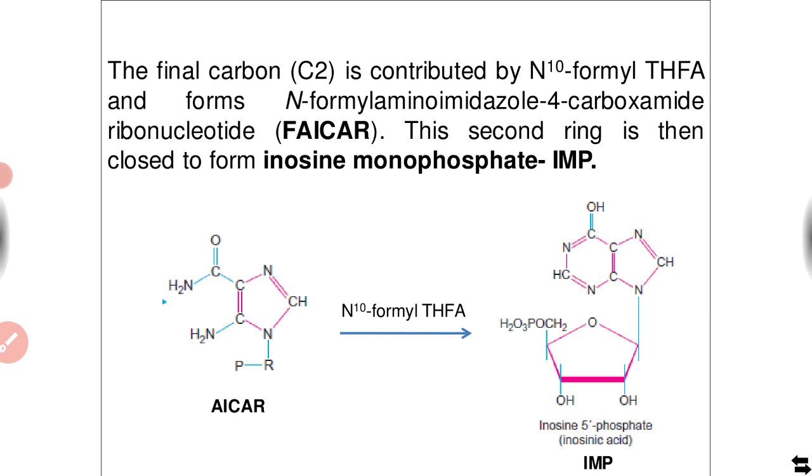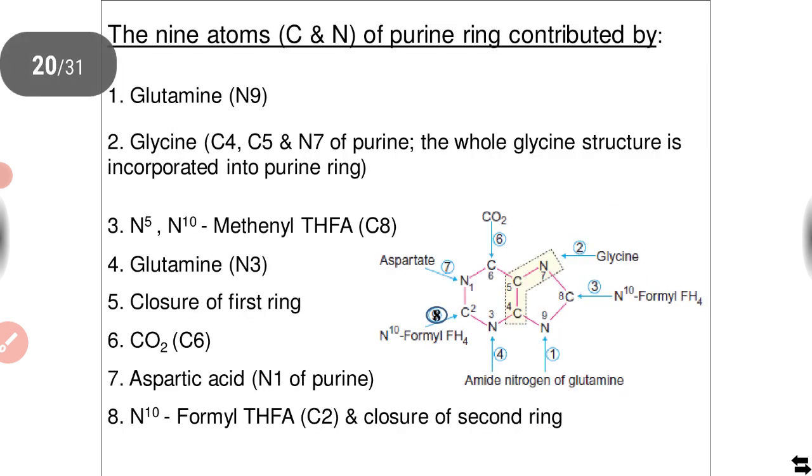Okay. So let's have a quick revision. The preparatory step is activation of ribose 5-phosphate to form PRPP, or phosphoribosyl pyrophosphate. In the first step of de novo synthesis, to this PRPP, an amino nitrogen is added from glutamine to form phosphoribosylamine. In the second step, glycine is added to phosphoribosylamine to form glycinamide ribonucleotide.